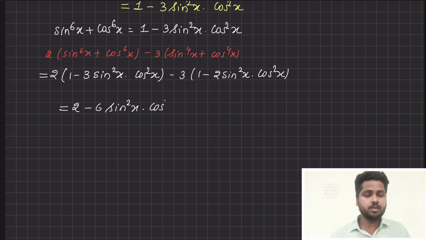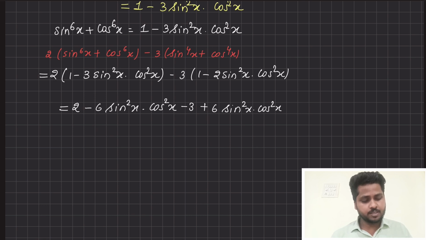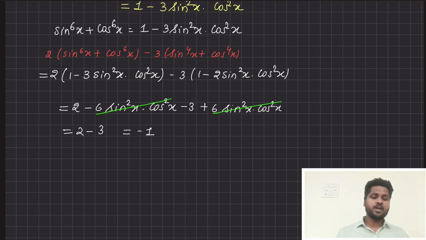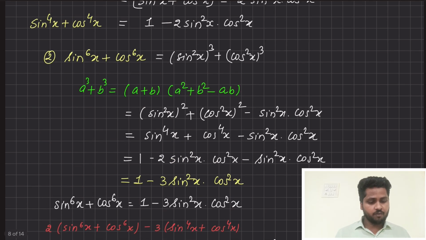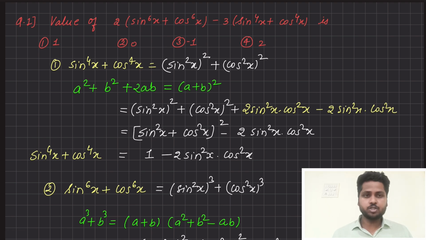Do not change anything in the sine square and cos square. This 3 will go inside, minus 3 into 1 and then minus 3 into minus 2. So it becomes minus 3 plus 6 times, right? Minus into minus is plus. So sine square x into cos square x. Now I can cancel the same part, minus 6 times sine square cos square and here plus 6 times sine square into cos square. And we are left with 2 minus 3, which is equal to minus 1. So the final answer is minus 1. We have option 1 is 1, option 2 is 0, option 3 is minus 1. So option number 3 is correct.